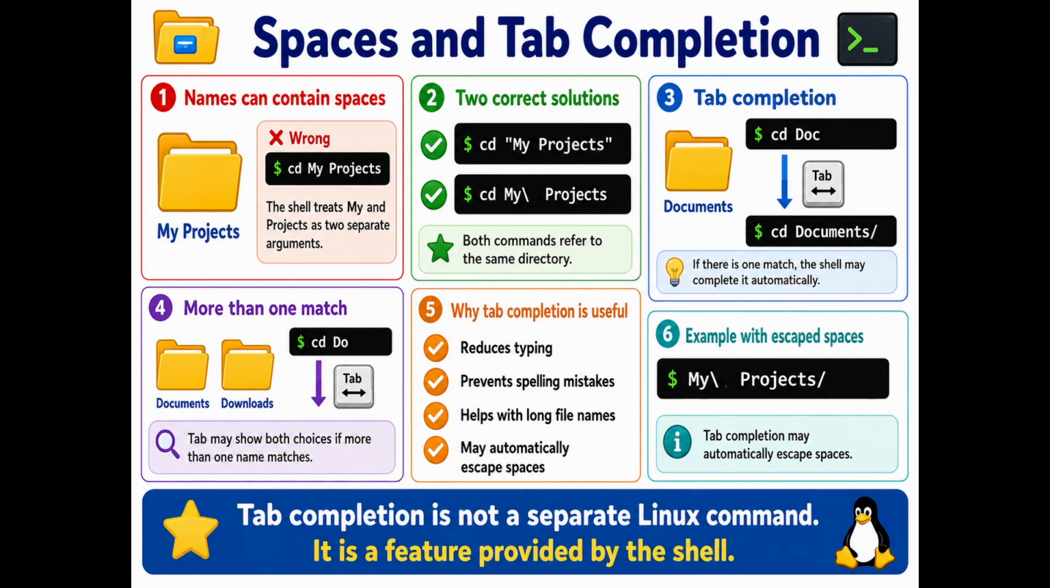Suppose two directories exist: Documents and Downloads. Typing cd do may not be enough to identify one directory. Pressing Tab again may show both possible choices. Tab completion is extremely useful.